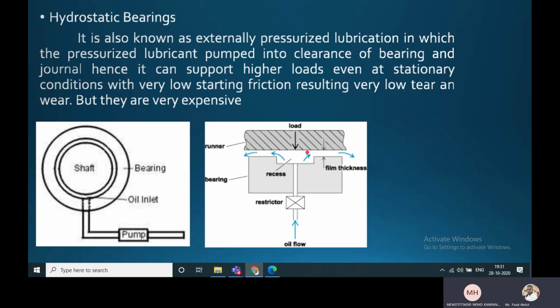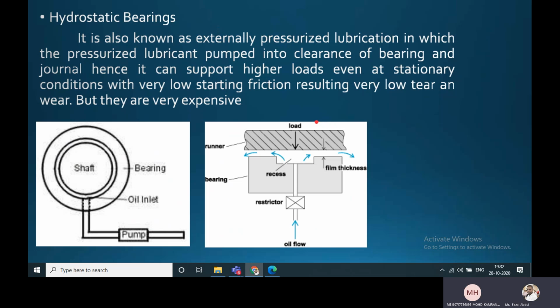In hydrostatic, externally, means manually or by pump or electrical motor, whatever is there, with the help of these external devices, we are supplying the oil to separate the two meeting parts. Here shaft and bearing are the meeting parts. We are separating them with the help of oil supplied externally. That is known as a hydrostatic bearing.